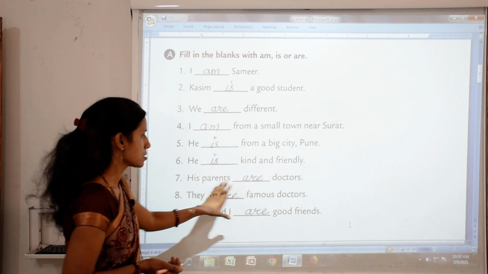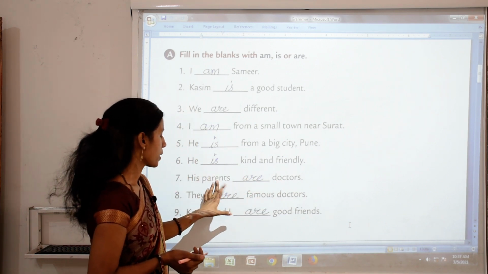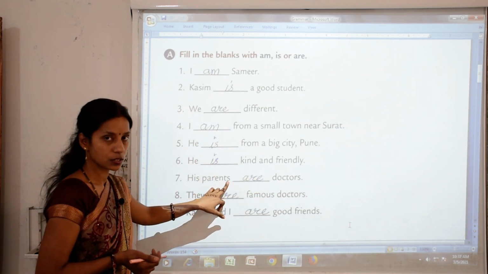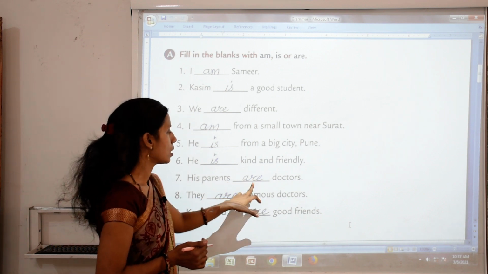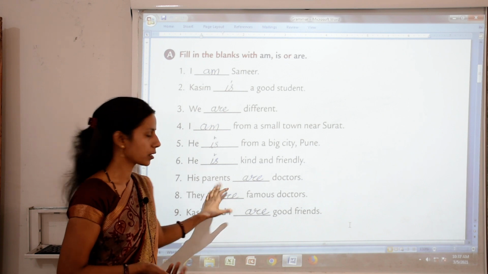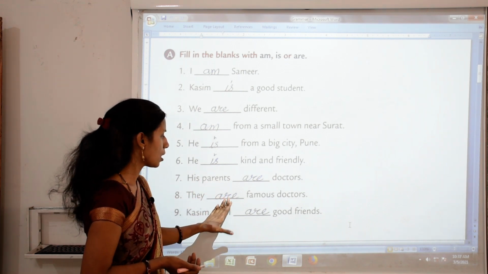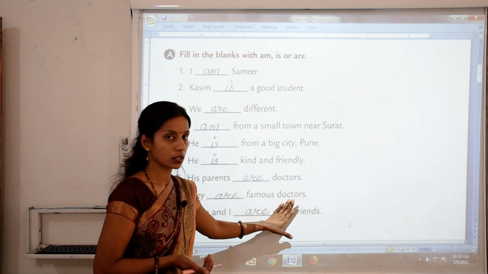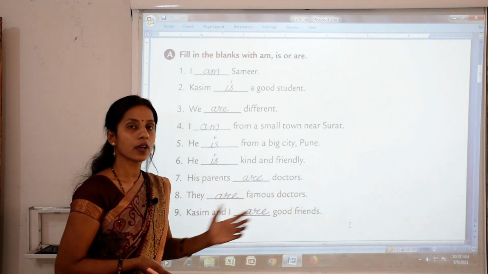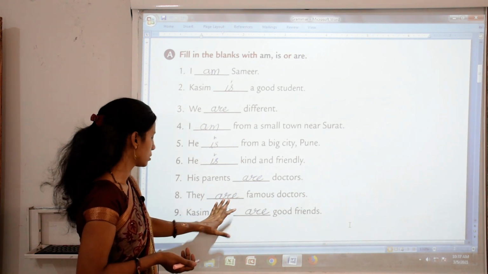His parents are doctors. His parents, here with an s. Parents, not only parent. It means mother and father both are doctors. Number 8, they are famous doctors. Aur wo kaise doctor hai? Famous doctors. They are famous doctors. Here again we use are.